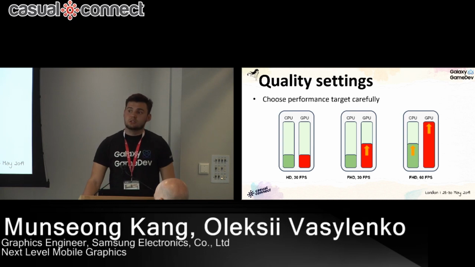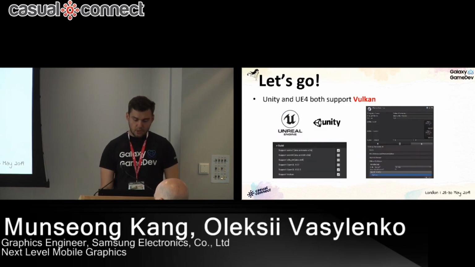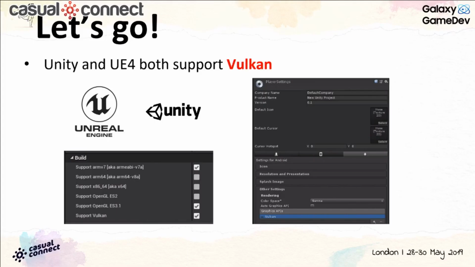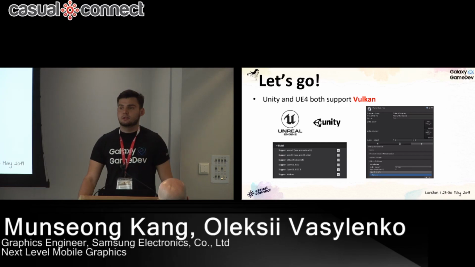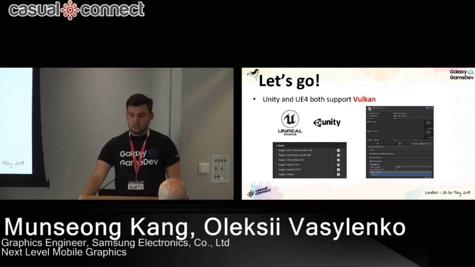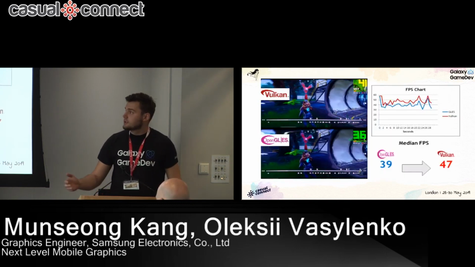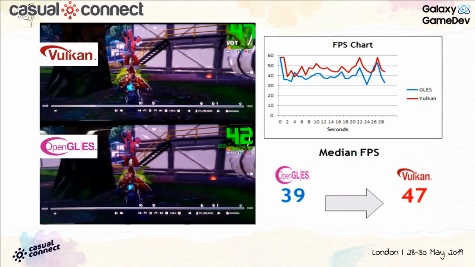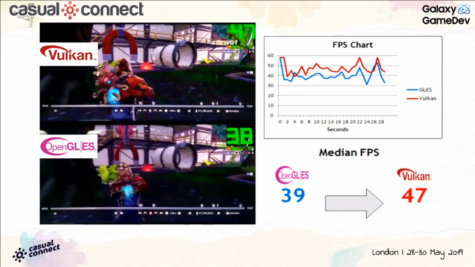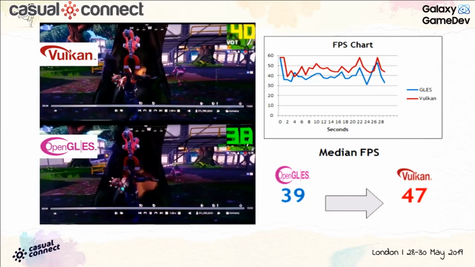And if you're using engines like Unity or UE4, there are a variety of quality settings, so you can set up your game properly for the correct target. And another good thing about Unity and UE4 is that they both already support Vulkan out of the box, and not just support, but they have a well-optimized Vulkan renderer. So just by a few clicks, you can easily enable Vulkan and get all the benefits from it. Here is some video of Fortnite performance optimizations. So with Vulkan, we got up to 20% faster frame rate.